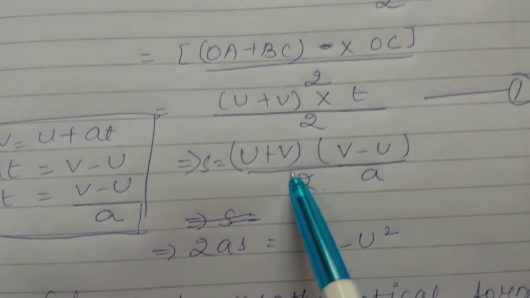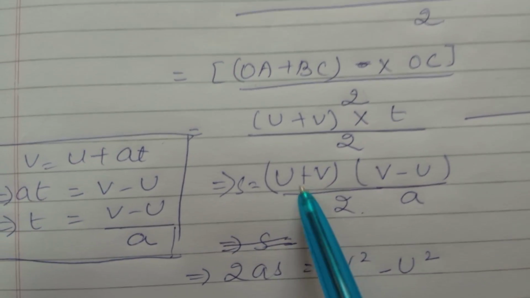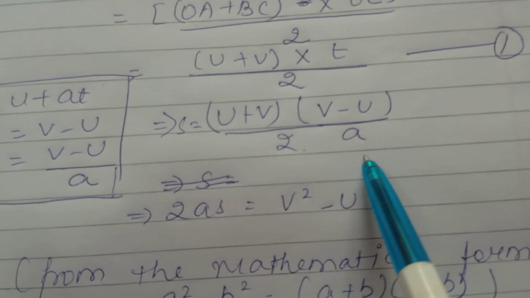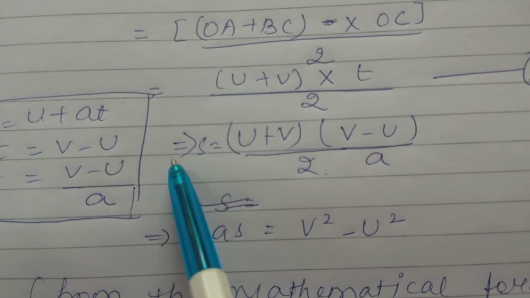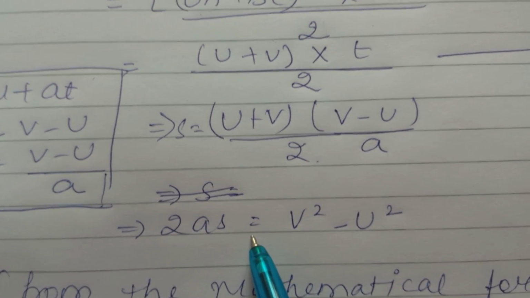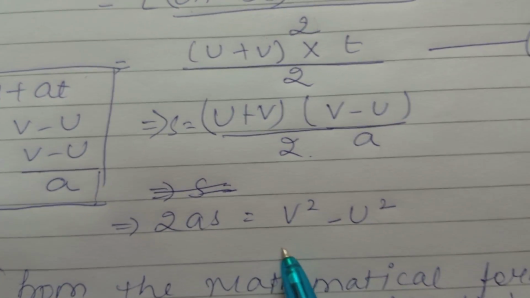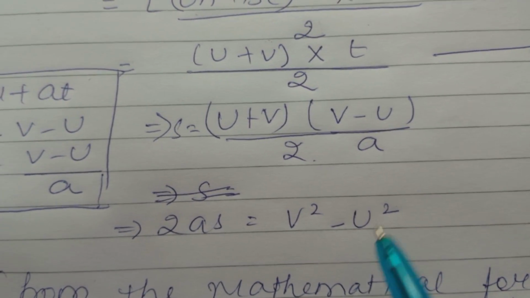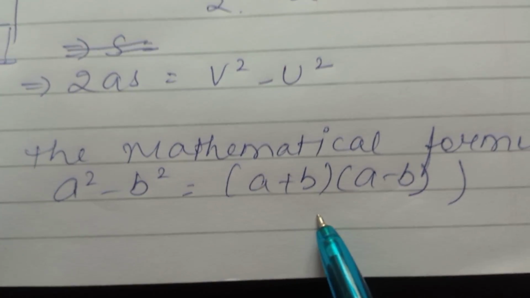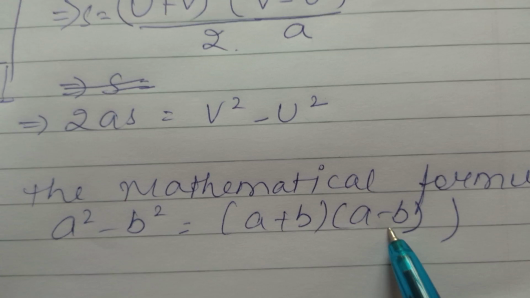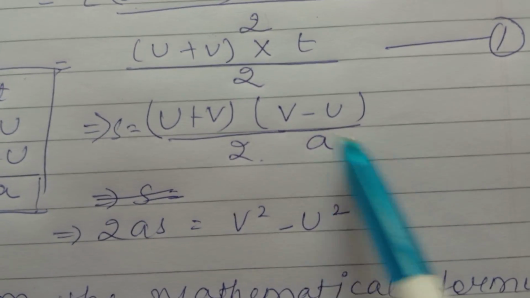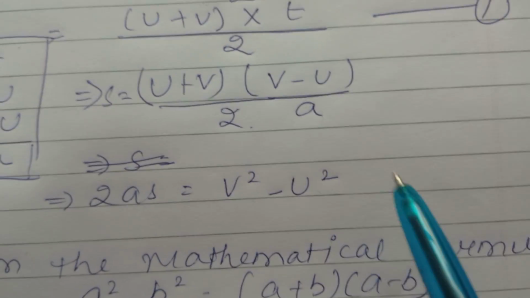So what will our equation become now? S equals V plus U multiplied by V minus U upon 2A. When we take this 2A to the other side of the equation, it will be 2AS is equal to V square minus U square. How did this come? You know this mathematical formula, A square minus B square is equal to A plus B into A minus B. And same thing we have here, V plus U into V minus U. So this will be V square minus U square.